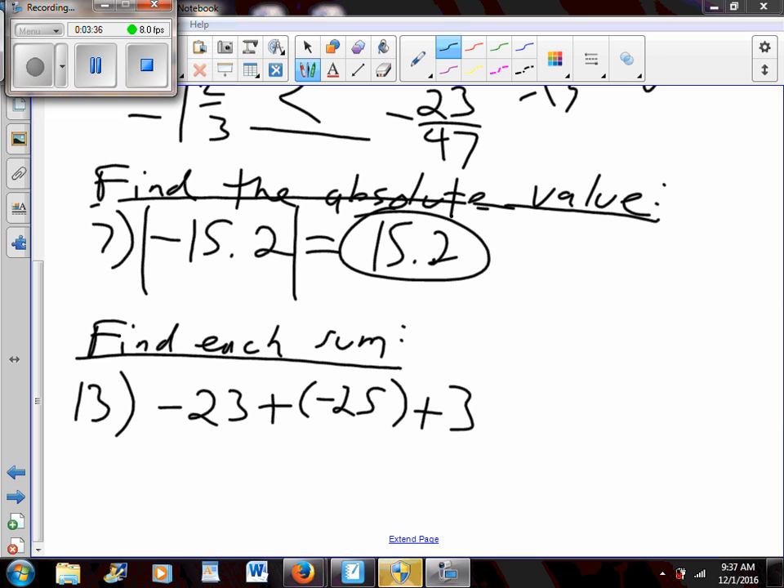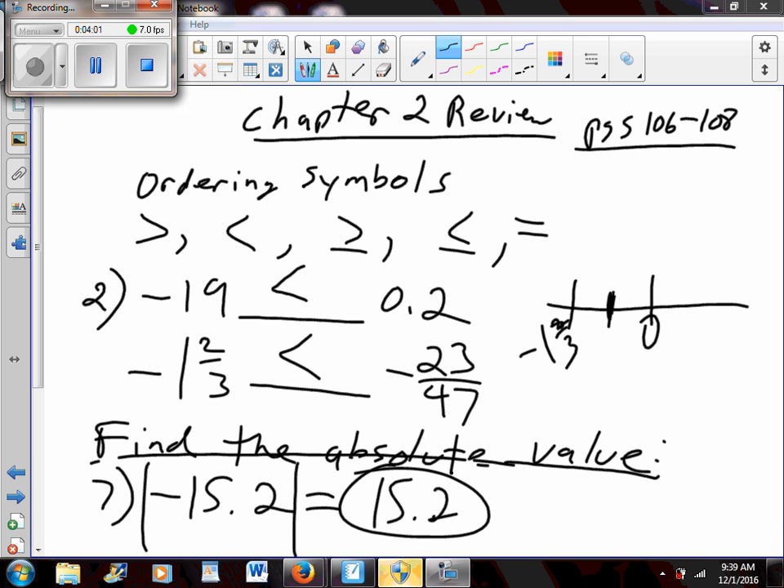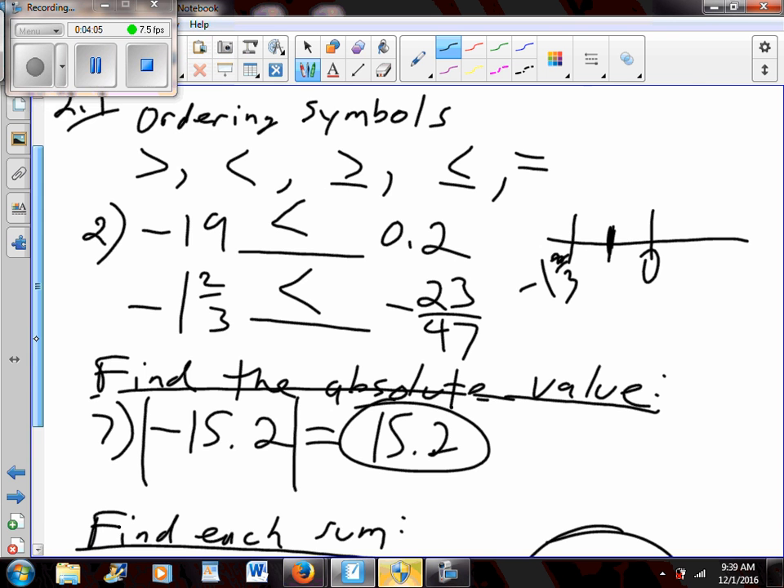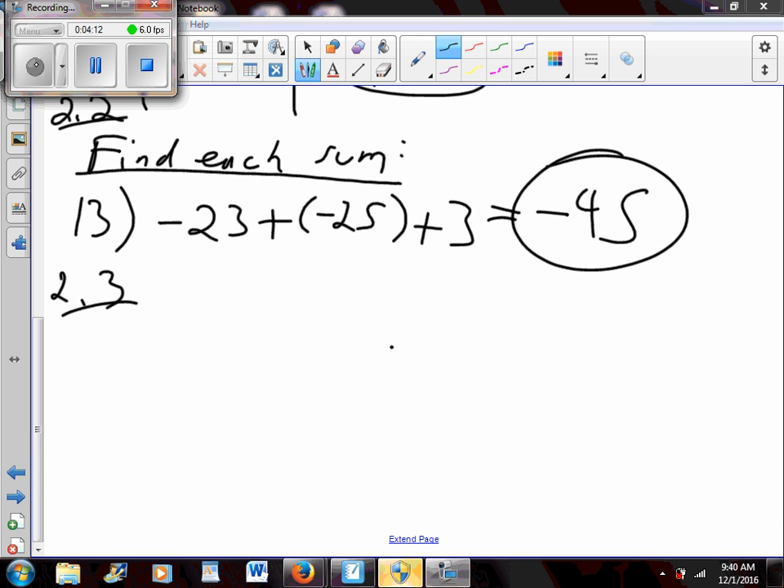Okay, guys, the next problem, this is what I want y'all to do together, okay? Find this sum, negative 23, that's plus a negative 25, plus 3. Negative 23 plus a negative 25 plus 3. You ready? Go. All right, so y'all got this, a negative 45. Okay, good. All right, so by the way, this was up here, this was section 2.1. This is 2.2. Okay, so we're into section 2.3 now.